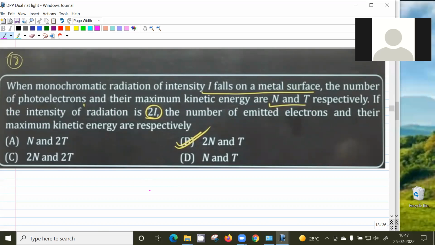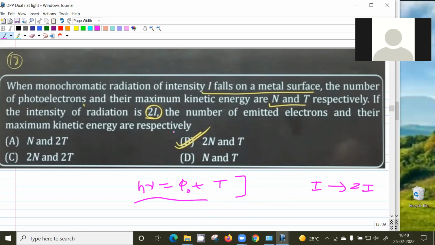Again, everything is based on the photoelectric equation. H nu equals the work function phi plus the kinetic energy. Here its symbol is T, right? So he's saying that the intensity has increased from I to 2I. This equation will not change because it is the equation for a single photon. So whether the intensity has increased or not, this will not change.